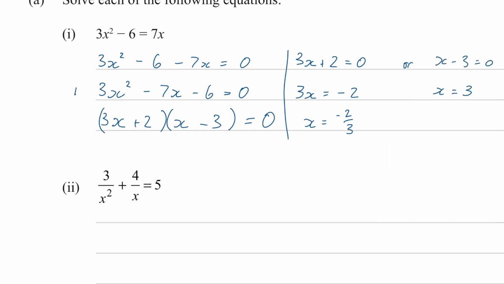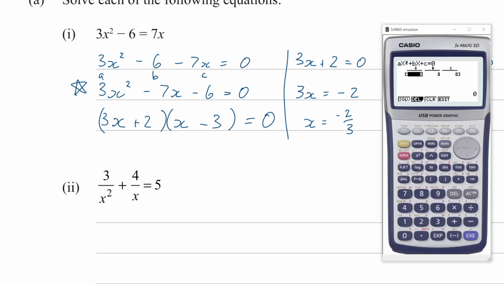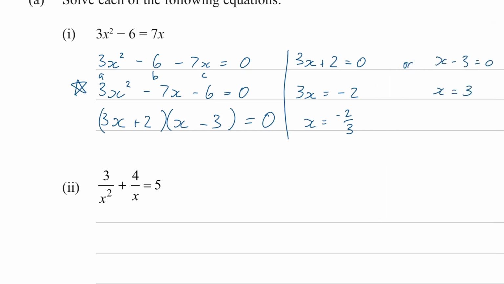And at the start, we wrote it in this form, and that lets us very easily read off the a term, the b term, and the c term. So a is, see in our calculator at the top there, ax squared plus bx plus c. A is 3 in this case, b is negative 7, it needs the sign, and c is negative 6. And then we hit F1, which is solve, which gives us 3 and negative 2/3. Exactly what we got.